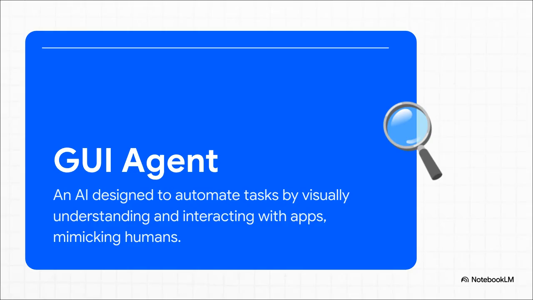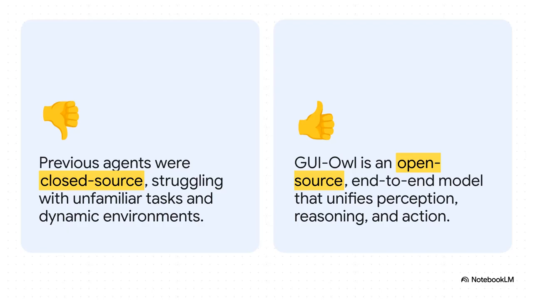So, at its heart, GUI-Owl is what we call a GUI agent. And what's that? Well, it's an AI that literally looks at a screen, understands the buttons, the text, the icons, all visually. And then it interacts with them just like you or I would: clicking, typing, scrolling, all to get a job done. You know, people have tried this before, but the old ways were, well, clunky.